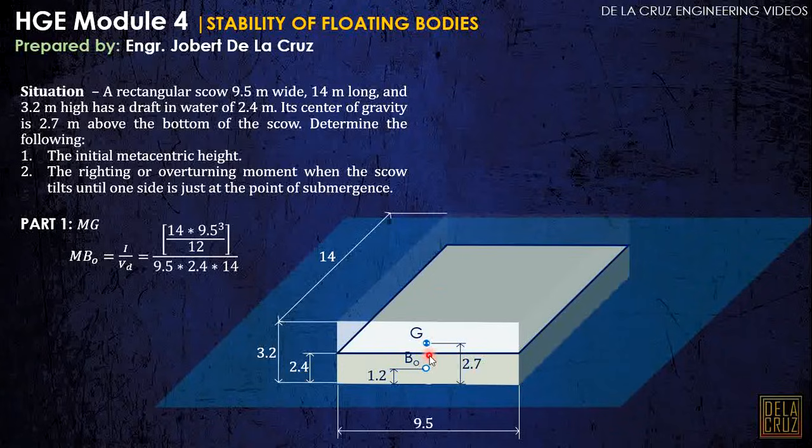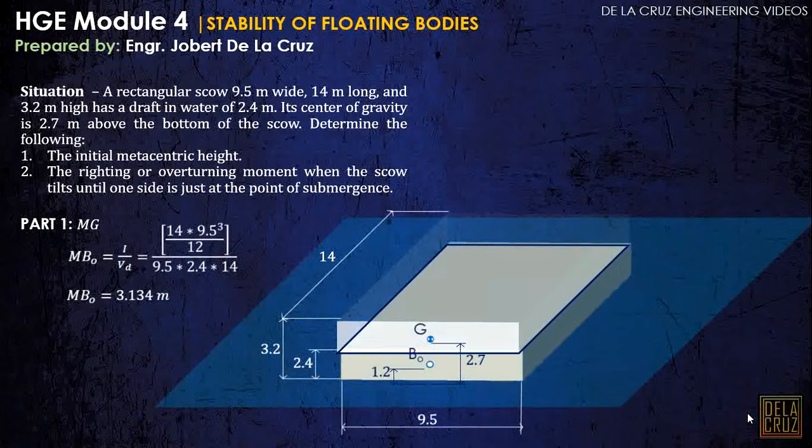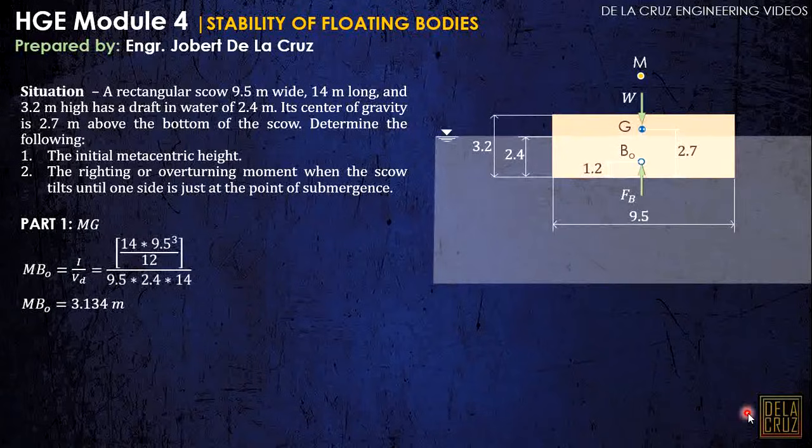Pag ganyan yung rotation. Okay, about this longer axis. Kumbaga, yung parallel sa moment, yan yung i-cube natin. That one. Divided by the volume displaced or submerged, ito yun. 9.5 times 2.4 times the perpendicular distance na 14 meters. And we have the MBO here. Okay? Now, ibalik ko siya sa plane view.